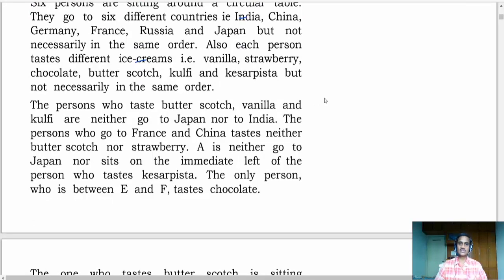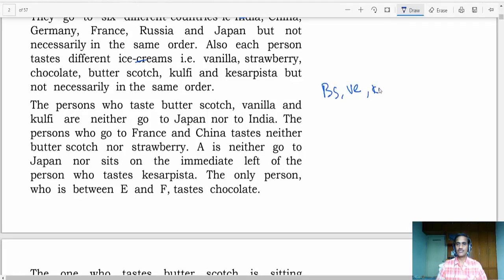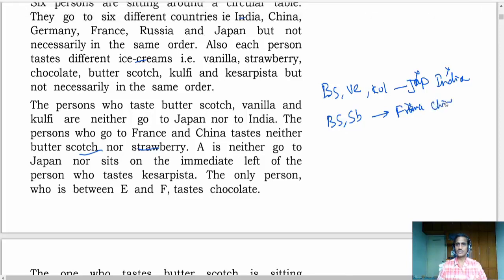Then the person who tastes butterscotch, vanilla and kulfi: kulfi is neither Japan nor India. Hence the persons who went to Japan and India tasted none of these 3. Next, the person who goes to France and China tastes neither butterscotch nor strawberry. Butterscotch is again neither France nor China. China and France are ruled out.